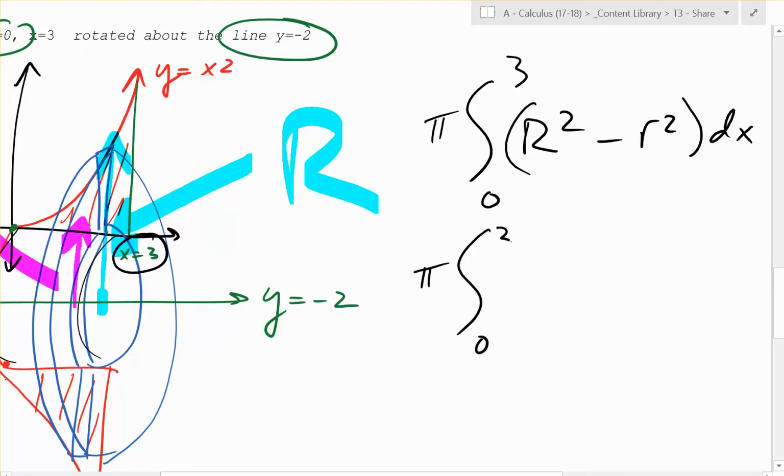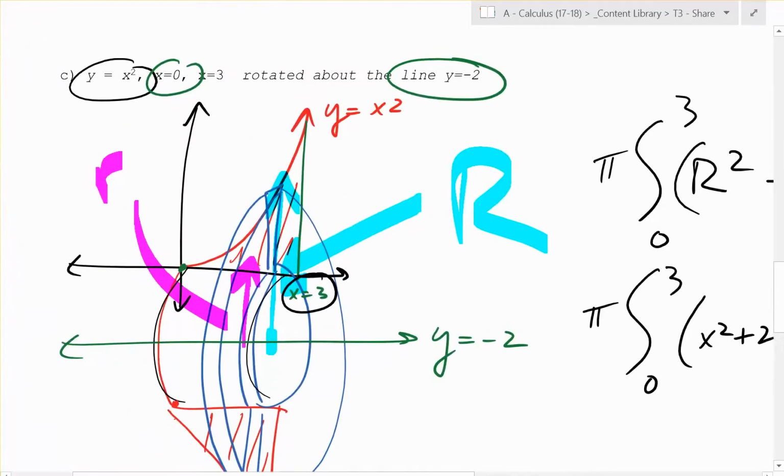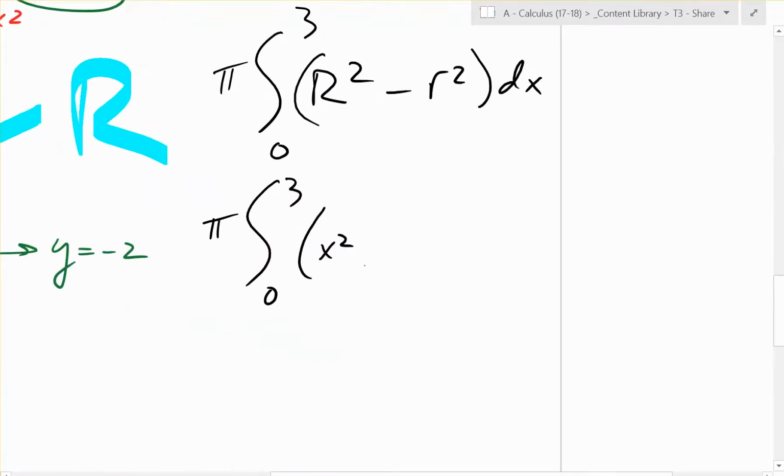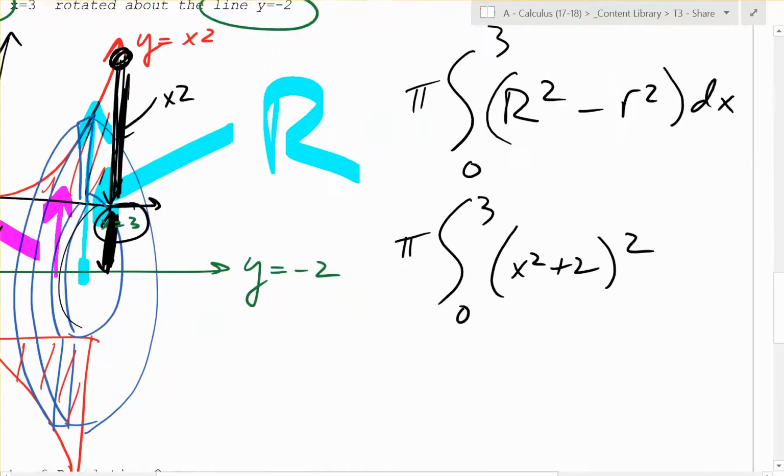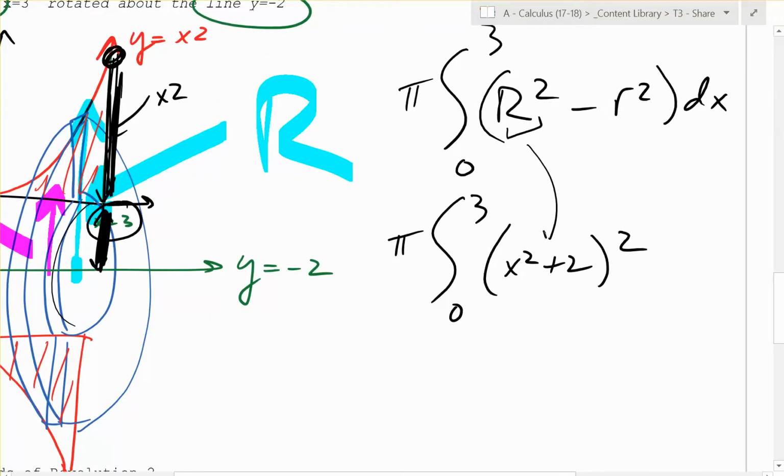Our big R squared in this case is x squared plus 2. Sorry, just x squared, not x squared plus 2. Oh, it is x squared plus 2, excuse me. Why is it x squared plus 2? Because what is the distance from here to here? That distance is x squared, but then you have to add in this plus 2 right here. You see that plus 2 right there? So this distance plus this distance is x squared plus 2. So big R is x squared plus 2.